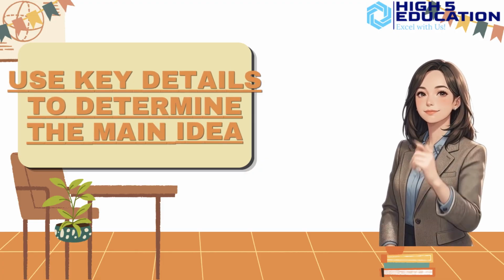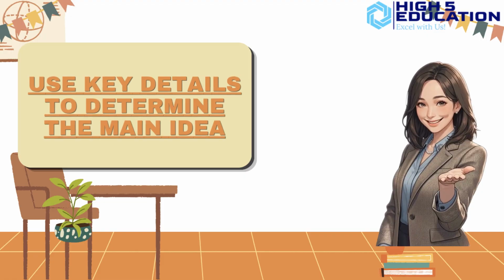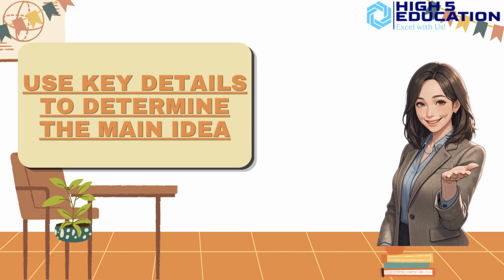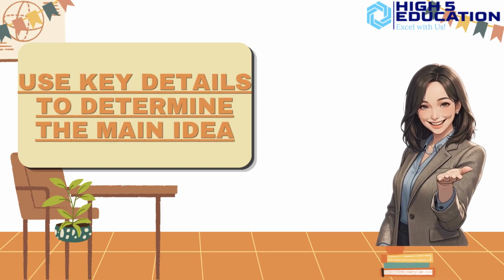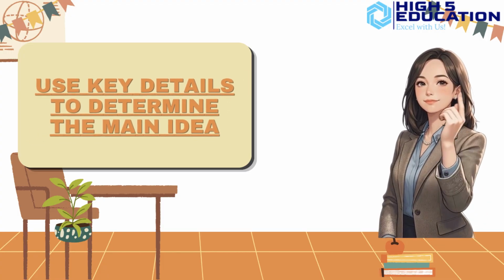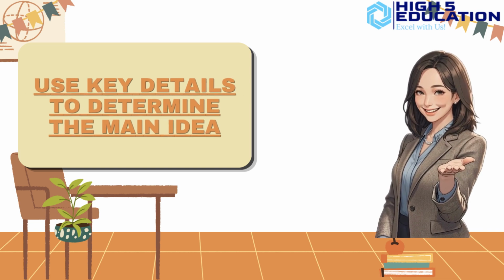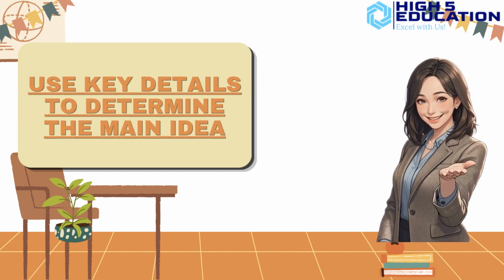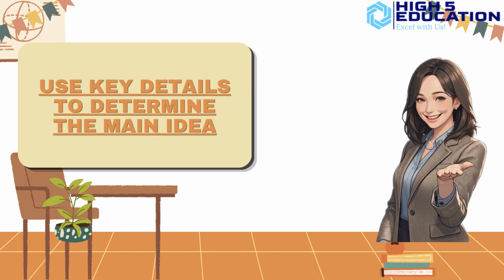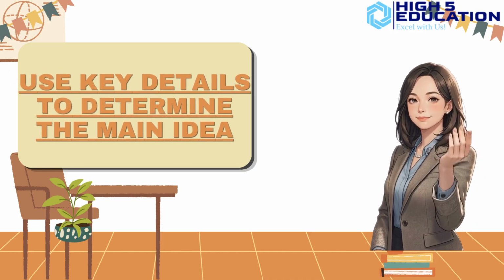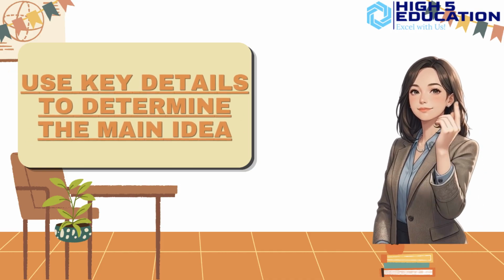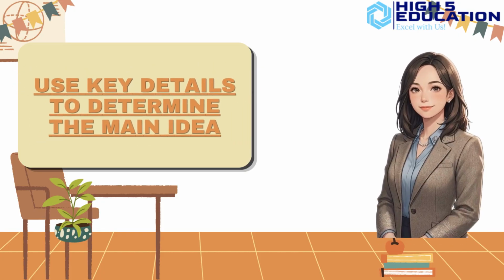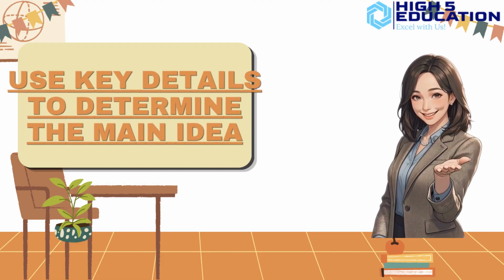When we read a story or an informational text, we don't just read the words. We read to understand the author's message. But how do we know what the author is really trying to tell us? That's where the main idea comes in. The main idea is the most important message or big idea that the author wants the reader to understand. It answers the question, what is this text mostly about? As we read, we'll learn how to identify the main idea by looking for the important clues in the text. This will help us become stronger readers and better understand what we read.